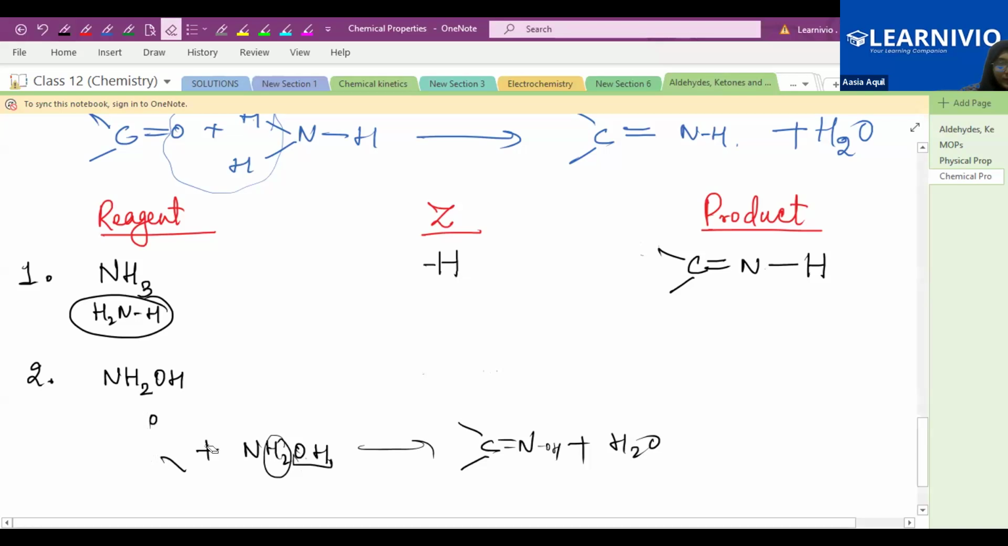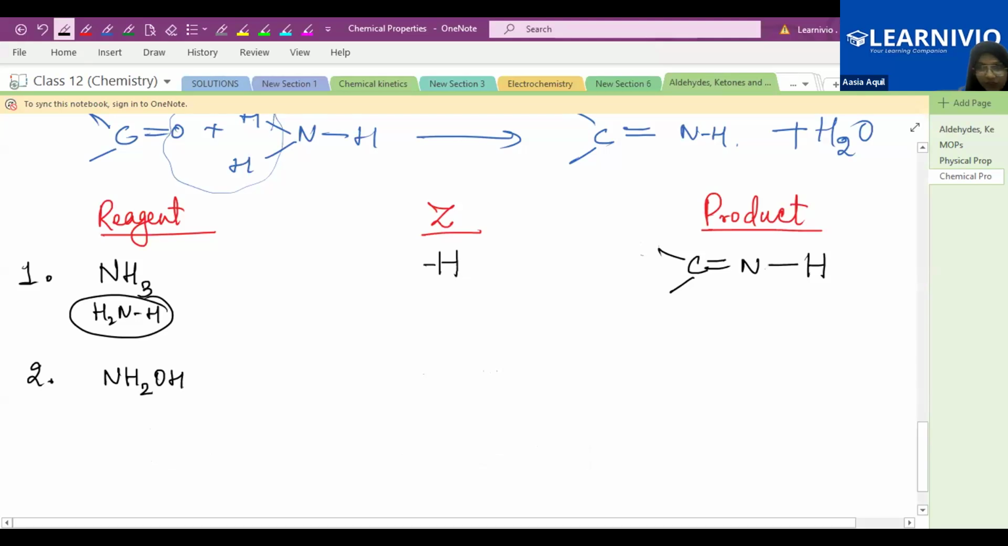But when you apply the trick, suppose this is NH2OH. What is the Z group over here? The Z group is the group other than the NH2 group, whatever is present in the reagent. So the Z group here is OH. How will you make the product? Just write the carbon and nitrogen imine, the carbon nitrogen double bond, and attach the Z group present in the reagent. Is it clear? Aisha, Jupiter?